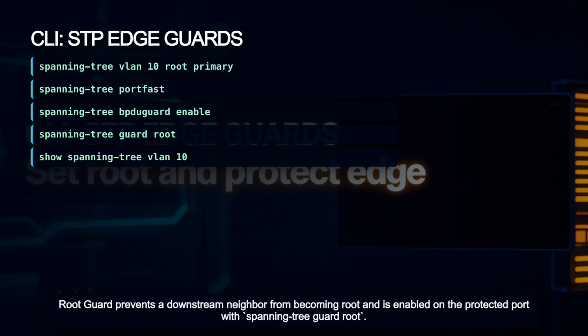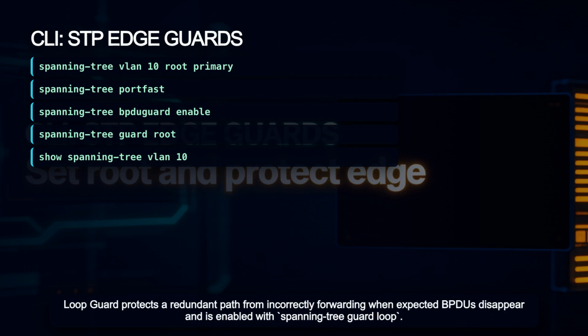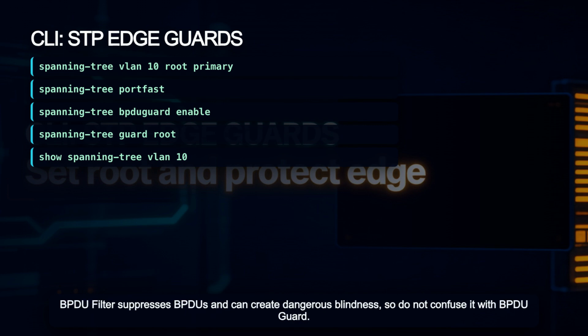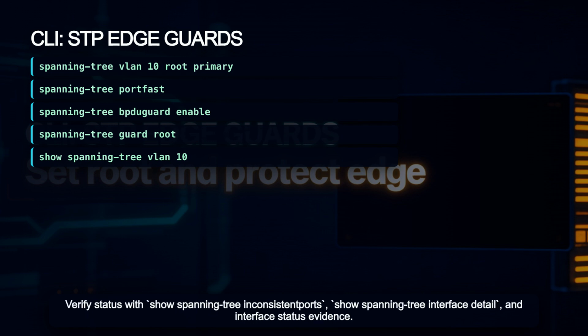Root guard prevents a downstream neighbor from becoming root and is enabled on the protected port with spanning-tree guard root. Loop guard protects a redundant path from incorrectly forwarding when expected BPDUs disappear and is enabled with spanning-tree guard loop. BPDU filter suppresses BPDUs and can create dangerous blindness, so do not confuse it with BPDU guard. Verify status with show spanning-tree inconsistentports, show spanning-tree interface detail, and interface status evidence.